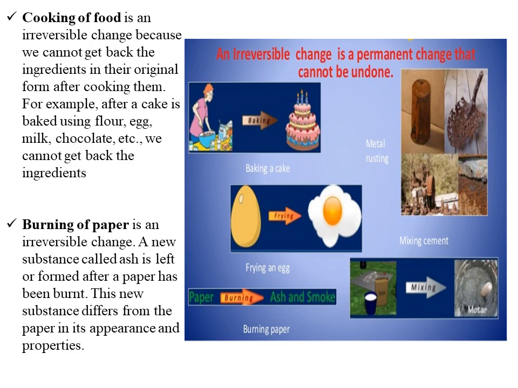When an egg is on the frying pan, then it becomes a poach or omelette, and it cannot turn back to its original form. So this is also an irreversible change.